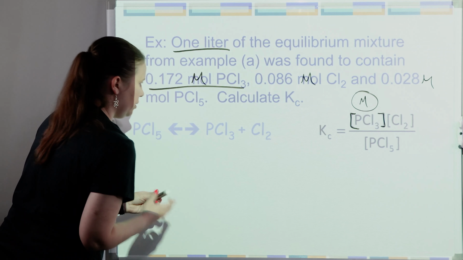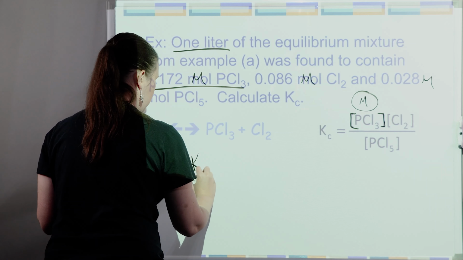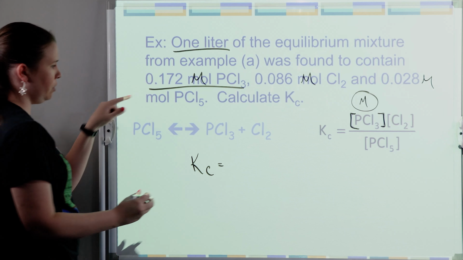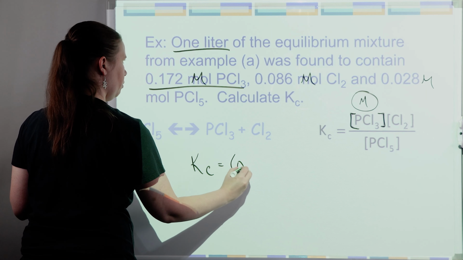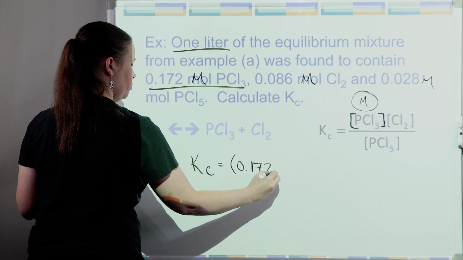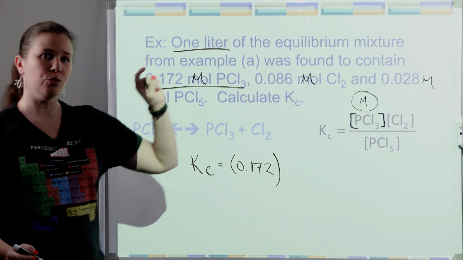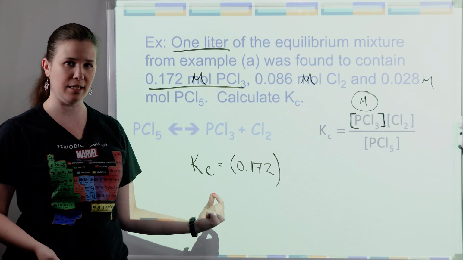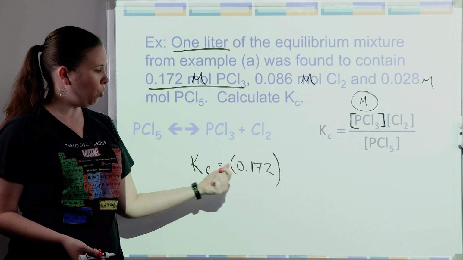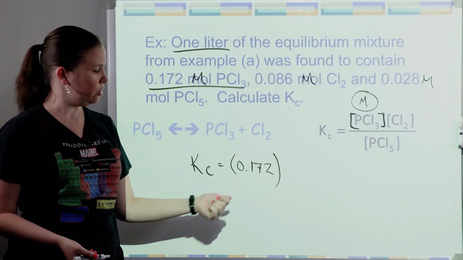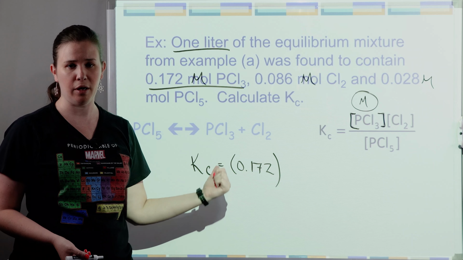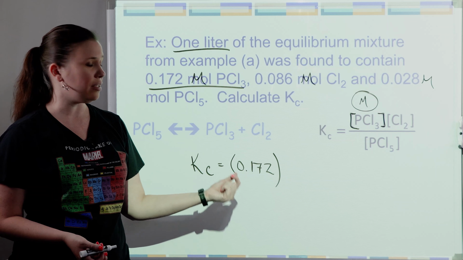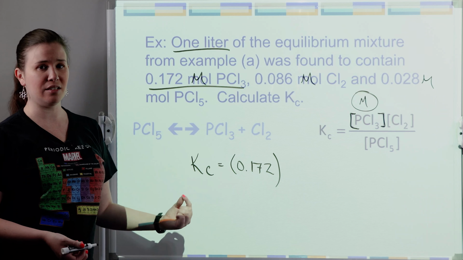So let's start plugging things in. KC equals, my first concentration was for the PCl3. That's going to be 0.172. Okay. You do have to be careful that you're using molarities when you plug the numbers in. However, K does not actually have a unit. So we are not worried about the molarities canceling throughout here. As a matter of fact, half the time they don't cancel. That doesn't matter because K is simply a ratio.